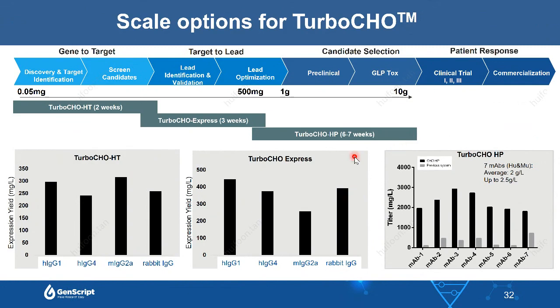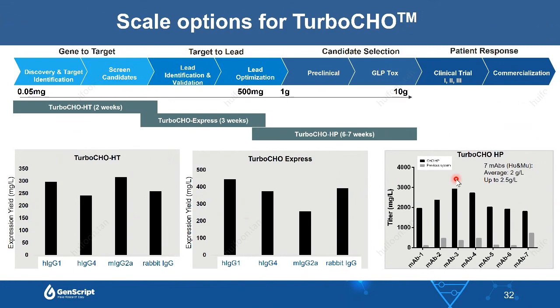We have also performed some in-house expression yield validation testing on some typical antibodies like human IgG1, human IgG4, mouse IgG2a, and rabbit IgG, tracked across the different scale packages. So the average expression yield is relatively high in the different scale packages. For the large-scale production package, we have repositioned it as a stable cell pool service, where clients can store the pool at our GenScript.